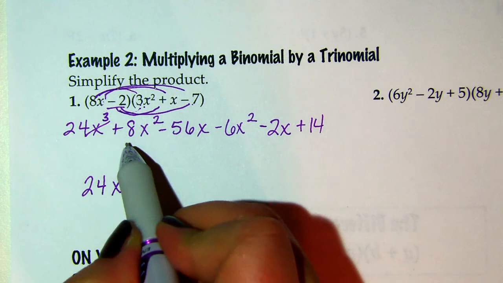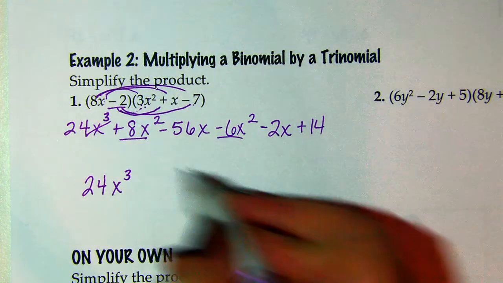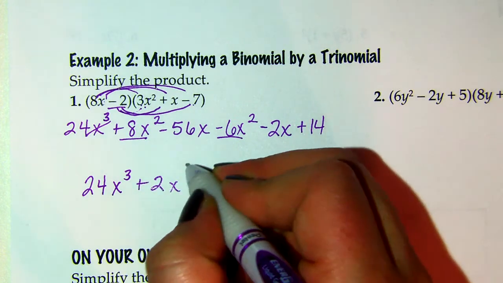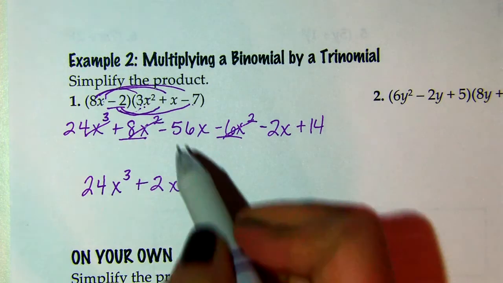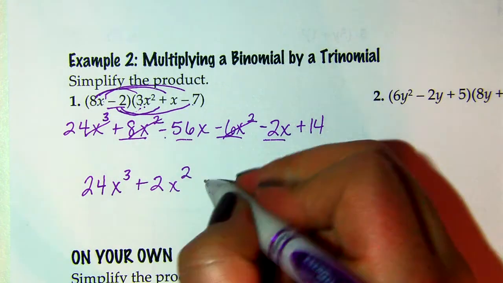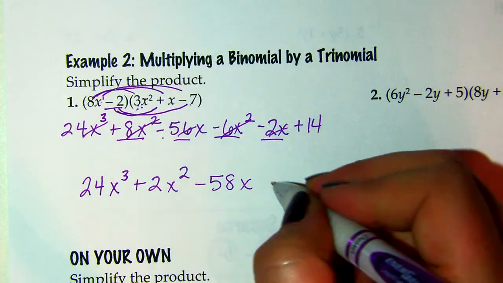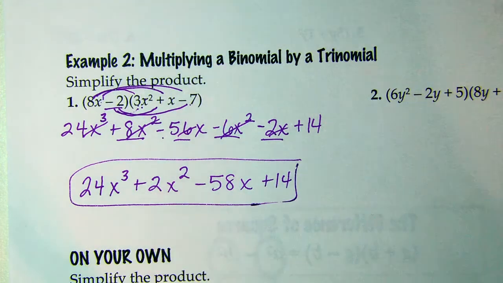The x squareds, we got an 8x squared and a negative 6x squared. So 8 minus 6 is positive 2, so positive 2x squared. Then go down to the x's, so negative 56 minus 2. So that'd be negative 58x. And then the 14 doesn't match anything, so it stays the same. Final answer. Let's do one more.